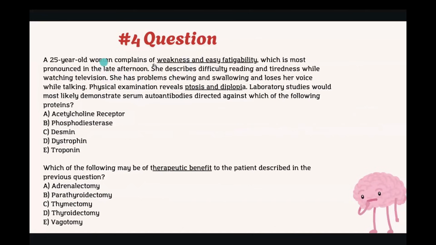A 25-year-old woman complains of weakness and easy fatigability, which is most pronounced in the late afternoon, so after she does exercises or after she does the effort. Physical examination reveals ptosis and diplopia. Laboratory studies would most likely demonstrate serum autoantibodies directed against what? It is acetylcholine receptor. Excellent.